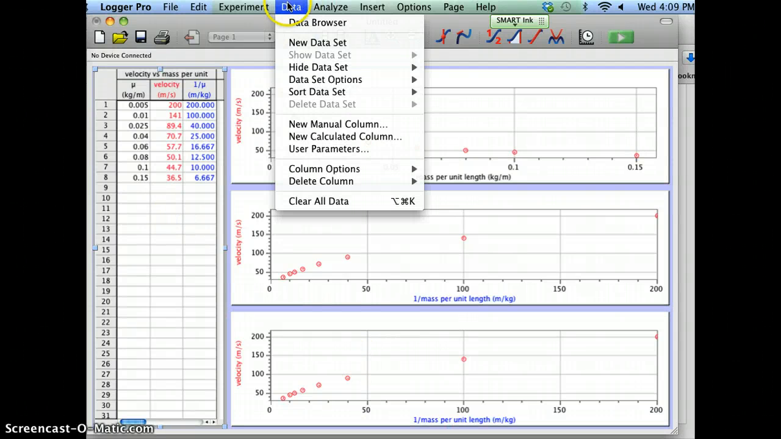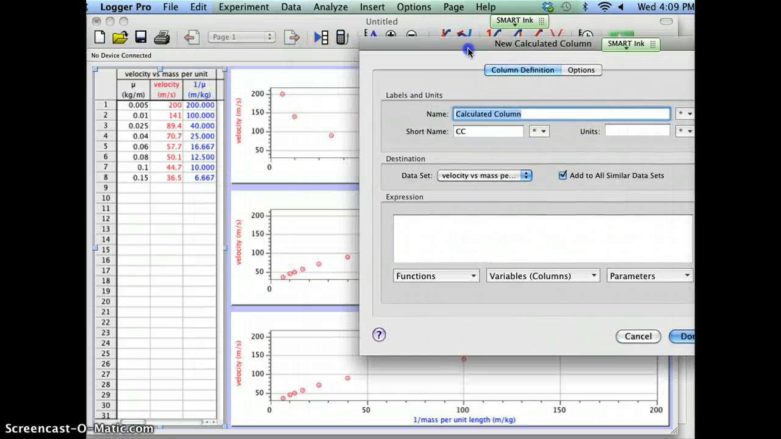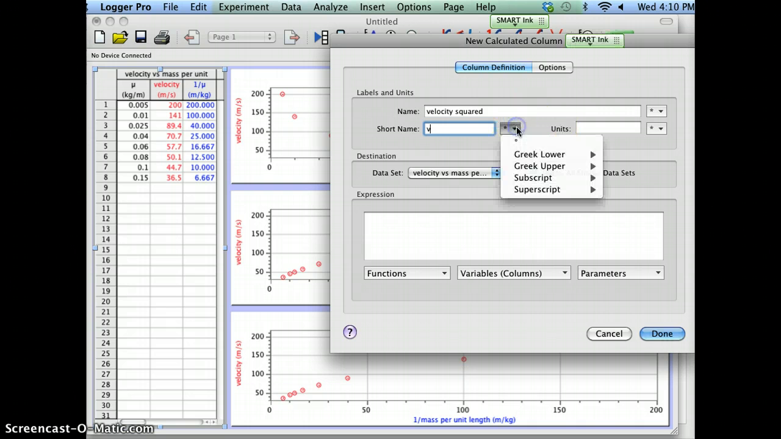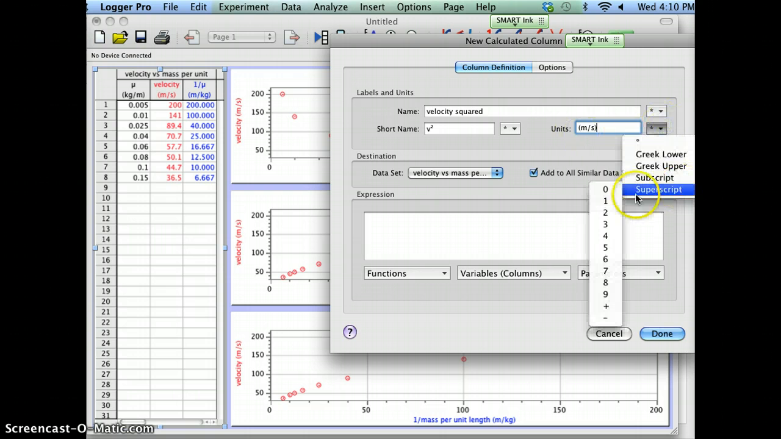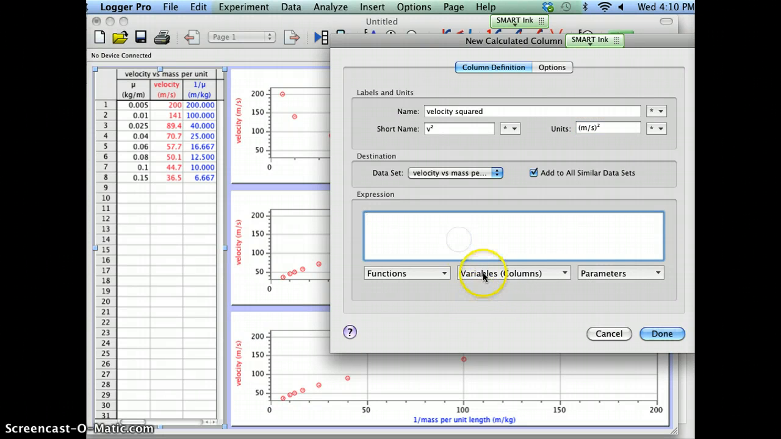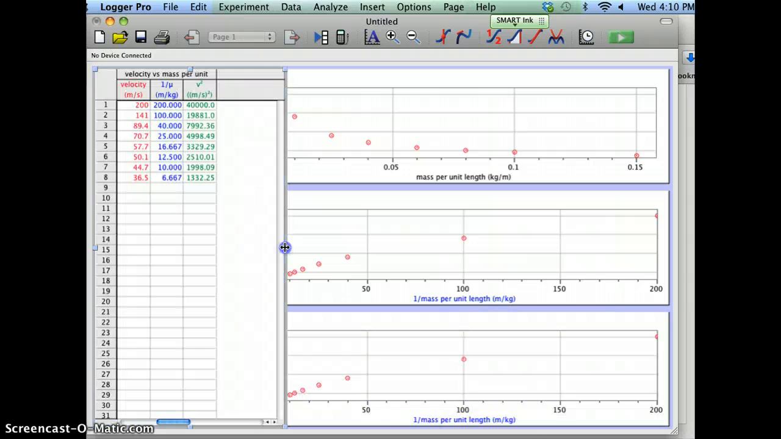This time I want to go data, new calculated column, and I'm going to square my vertical axis. So I'll call this velocity squared, V superscript squared, and the units will be, put this in parentheses, meters per second, and then I'll superscript it squared, and then I'll choose velocity. Whoops, it didn't work. Try that again. And I'll do caret 2.